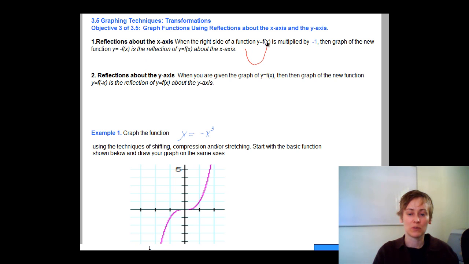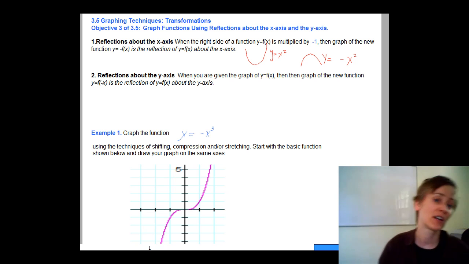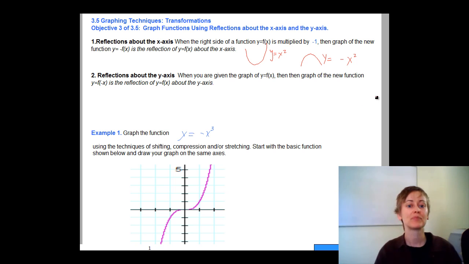So if you have y equals x squared, and you decide for some reason to multiply that by -1 in front, what that does to the graph is it flips it over about the x-axis. And that's what I wrote right here. When the right-hand side of a function, y equals f of x, is multiplied by -1, then the graph of the new function, y equals negative f of x, is the reflection of y equals f of x about the x-axis.